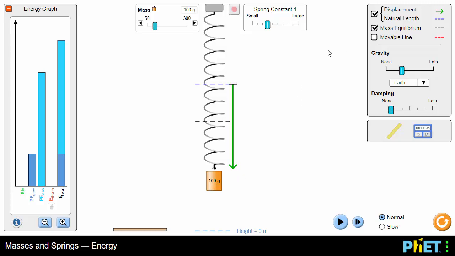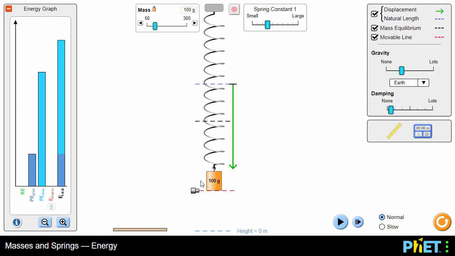Another useful line is the mass equilibrium line. This shows us where the system would come to rest when all the kinetic energy is damped out of the system and the mass has stopped moving. Incidentally, it's also the point about which the mass oscillates. And there's another useful line, it's just called a movable line. You can put it where you want. But I think it's really useful to put it down there to show your maximum amplitude, to show where you started. So if you put damping into the system, you can see that the oscillations decrease, but you're always able to see where you started. That's another useful line.